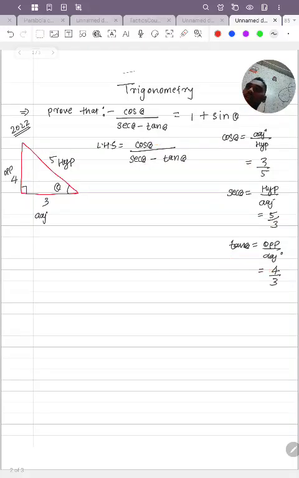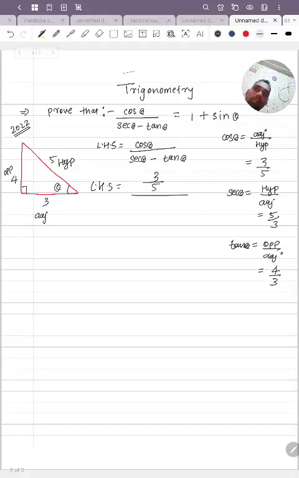After substituting, I'm going to simplify. You can use your calculator also for the simplification, but I'm doing it manually. So my left hand side is: cos is 3 over 5, divided by sec, which is 5 over 3, minus tan, which is 4 over 3. Okay. Now we need to simplify.